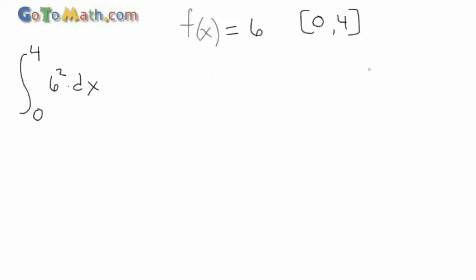Like I need to darken up this stuff. So f of x is equal to 6. I'm sure you probably have an idea of what we're doing here. If you don't, just hang in there. I'm going to go ahead and set this up, and I'll explain what I'm doing here in just a minute. Alright, 6 squared dx. Okay, so anyway, we're finding the volume.